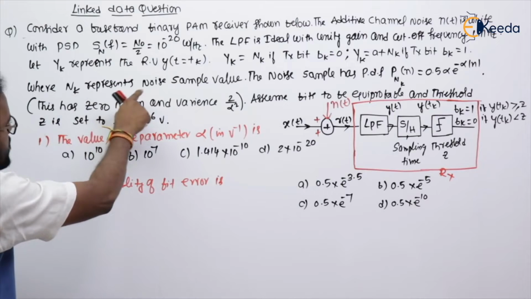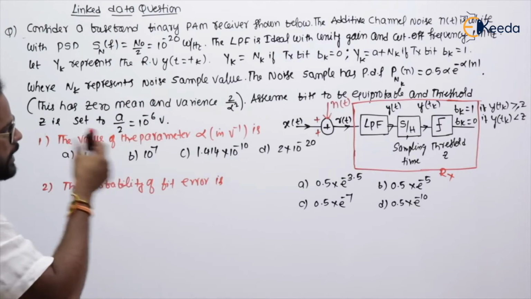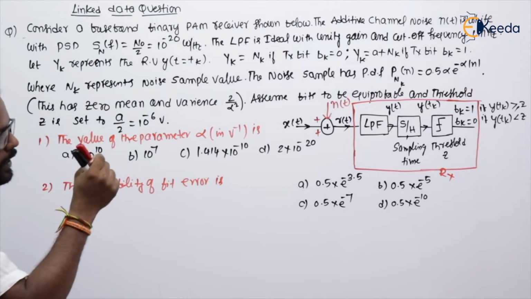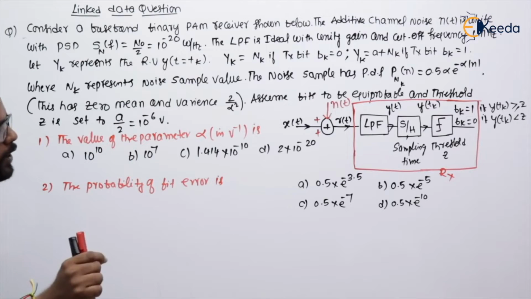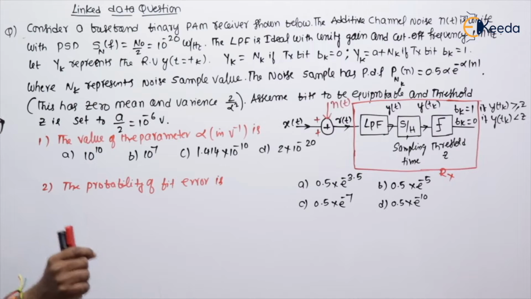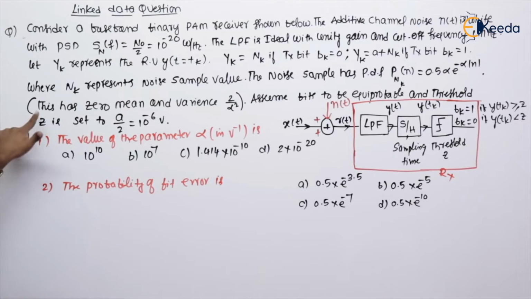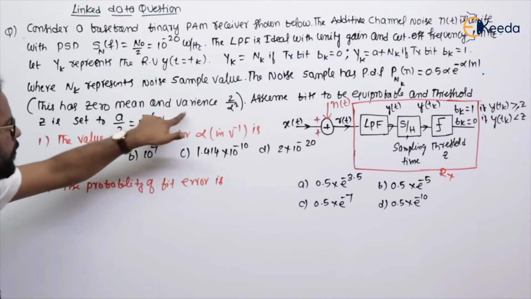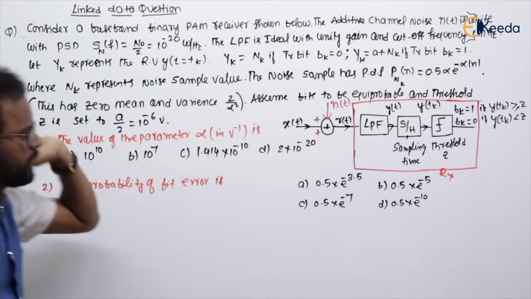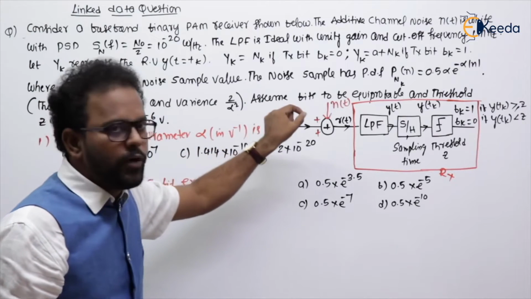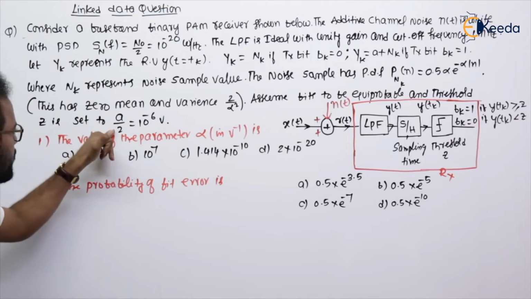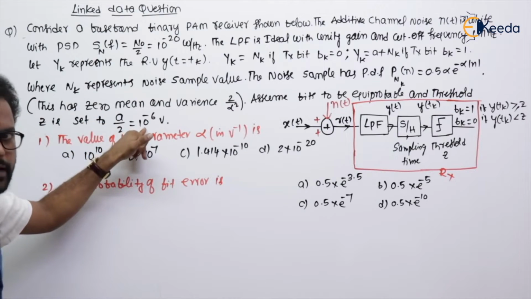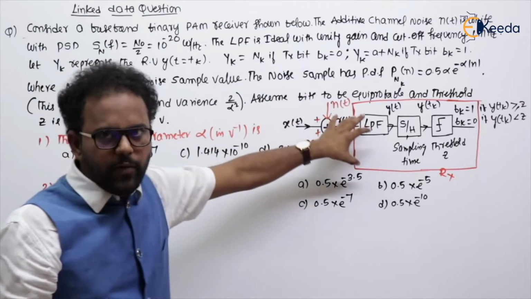Where Nk represents the noise sample, the noise sample has PDF, Pnk of small n equal to 0.5 alpha e power minus alpha mod n. This has 0 mean, variance 2 by alpha square. Assume bits to be equiprobable and the threshold Z is set to be A by 2, which is equal to 10 power minus 6. And this is the receiver given.